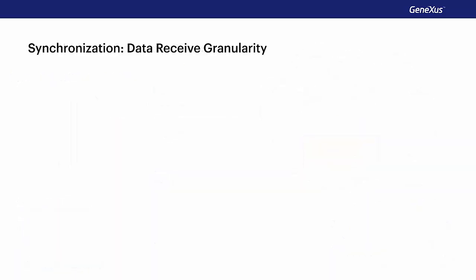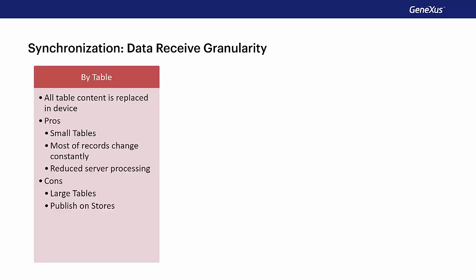Now let's review the synchronization mechanisms we've just seen. Regarding synchronization by table, when the server determines that a table has been modified, that table will be sent to the device, and there it'll be entirely replaced. To determine the tables, a hash will be used for each table and for each device.